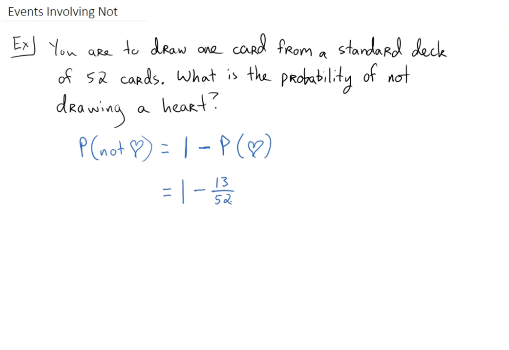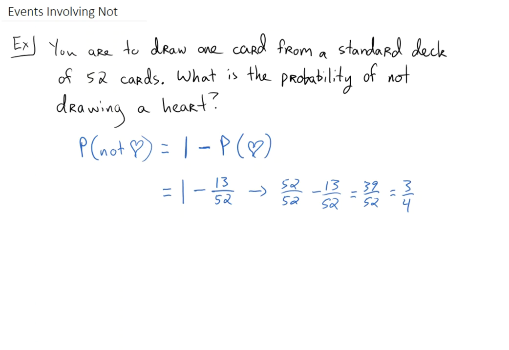Alright, and then when we do the math with that, you could just punch this into your calculator, or you could think of the 1 as 52 over 52, and then minus your 13 over 52. That gives us 39 over 52. If we reduce that, we get 3/4. And, you know, it's easy enough to sort out in our heads that 3/4 of the deck is not hearts. If 1/4 of the deck is hearts, then 3/4 of the deck is not hearts.